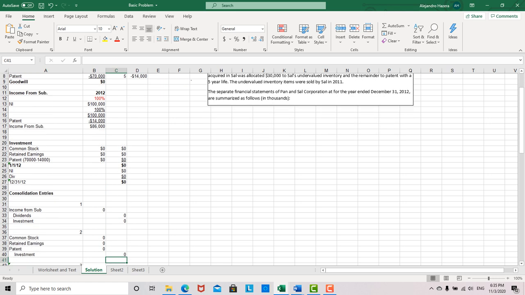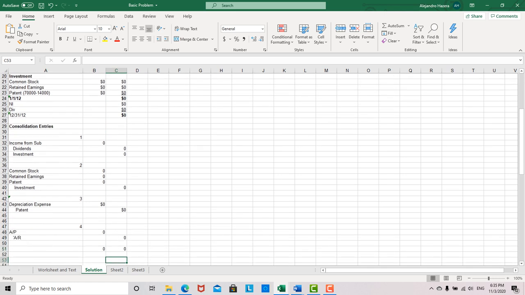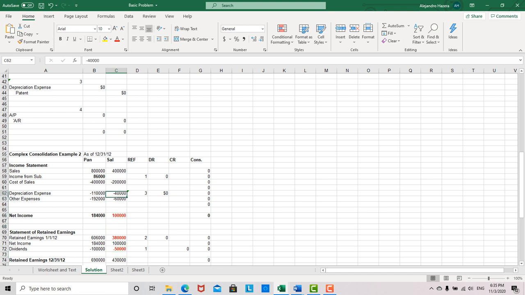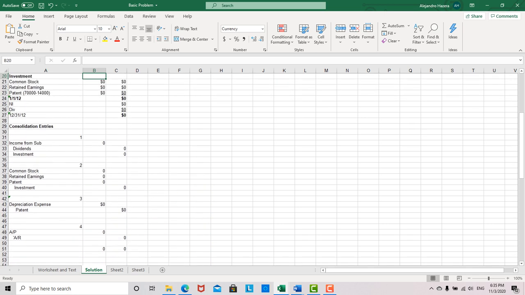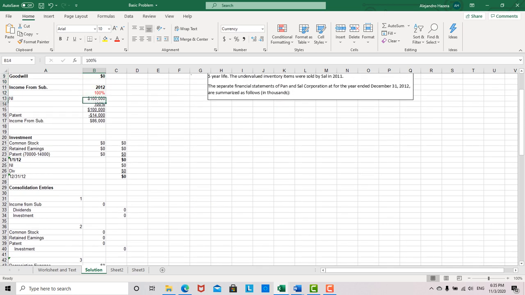And once you get your income from sub and your investment account, match them up with what is in the parent's financial statements. There it matches up. So that means you're on the right track. Those numbers have to match, both the income from sub and the investment account. Okay, so now let's go back here and work the investment account.